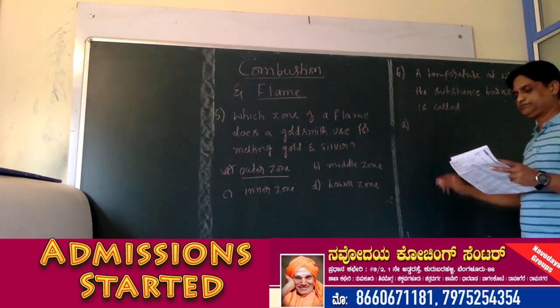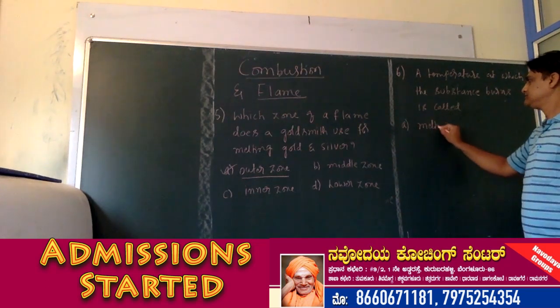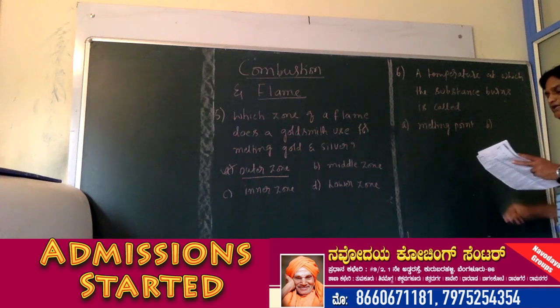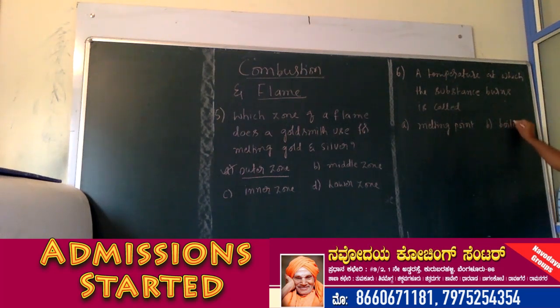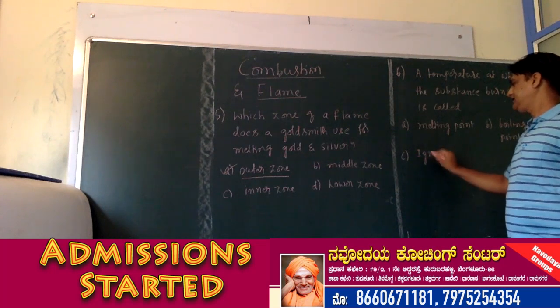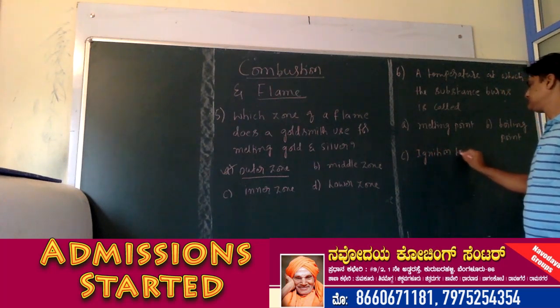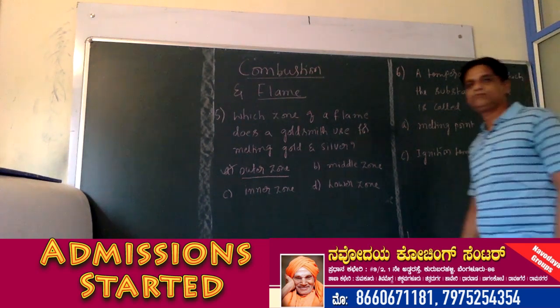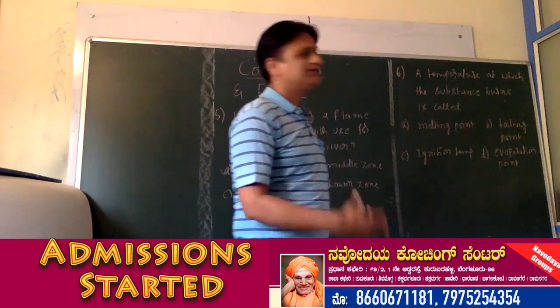Option A, melting point. Option B, boiling point. Option C, ignition temperature. Option D, evaporation point. Okay, so here the question is a direct question.